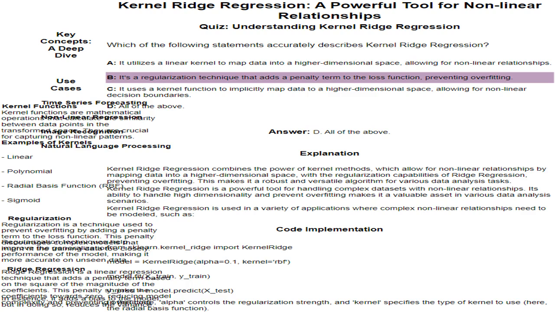It's a regularization technique that adds a penalty term to the loss function, preventing overfitting. Correct. Kernel ridge regression incorporates regularization by adding a penalty term based on the squared magnitude of the coefficients to the loss function. This prevents overfitting by controlling the complexity of the model and improving its generalization ability.